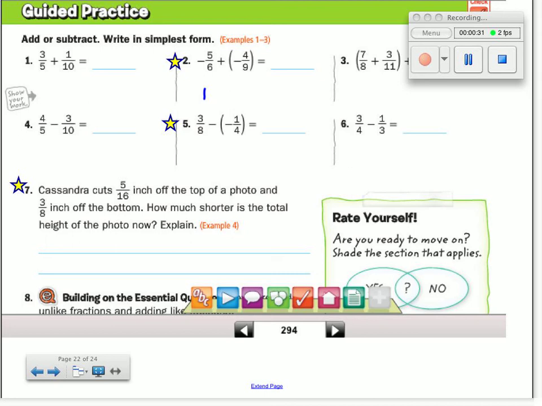So I'm going to go ahead, rewrite my exact problem, now having 18 as my denominator. All right, so 6 times 3 gave me the 18, so 5 times 3 gives me 15. So I have negative 15 18ths plus, so 9 times 2 is 18, so 4 times 2 is 8.